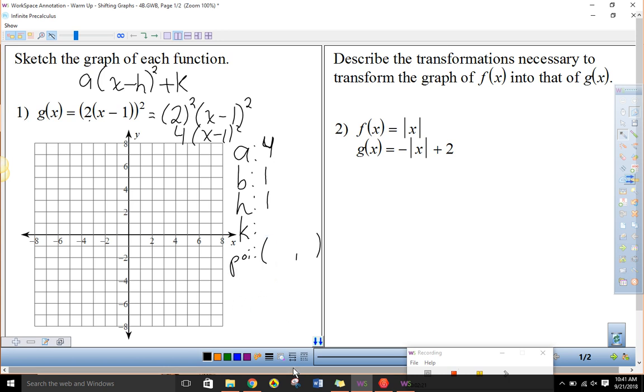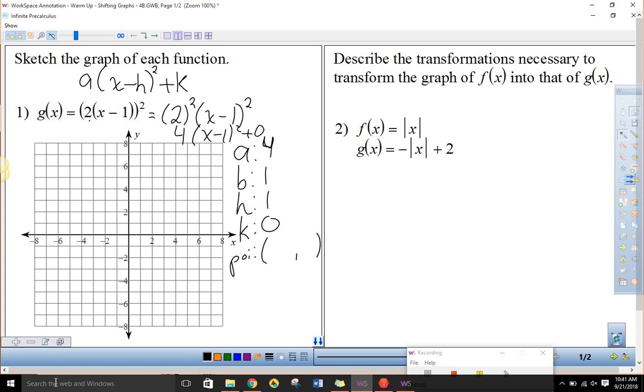How about my K value? What's my K value for this guy? 0. So if it helps you to write plus 0, do it. Okay? Does that make more sense? Yeah? Sometimes I like expanding them so they all look like this. I think it makes it a lot easier.